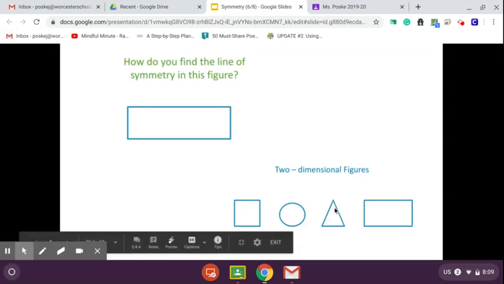This triangle only has one line of symmetry because if you try to draw another line anywhere, you could draw a diagonal line. Actually, no, you can't draw a diagonal line. That wouldn't be symmetrical. So this triangle would only have one line of symmetry. So you just kind of have to draw a line, see if it fits on both sides, and that's that.